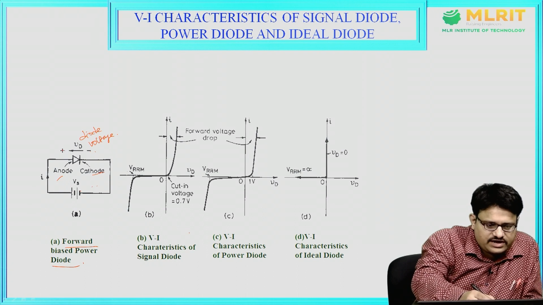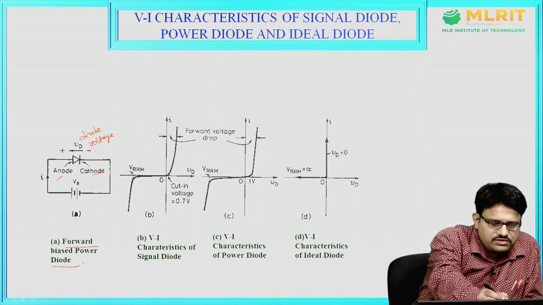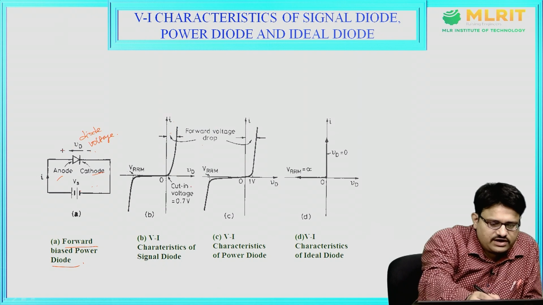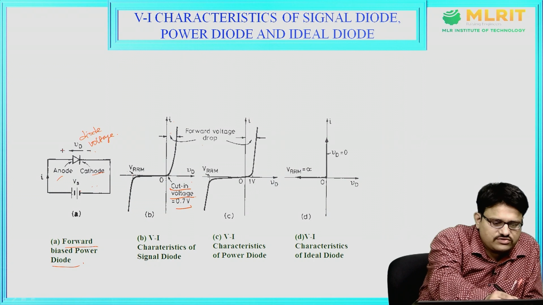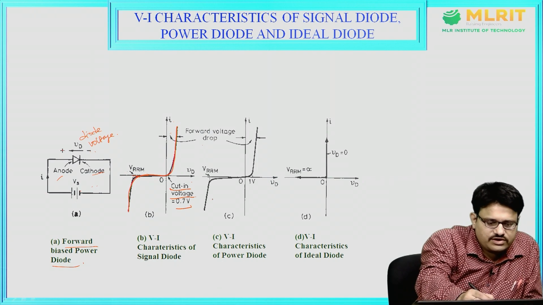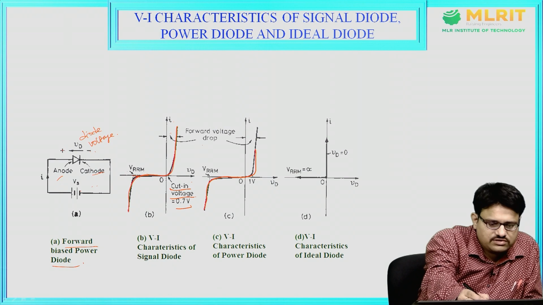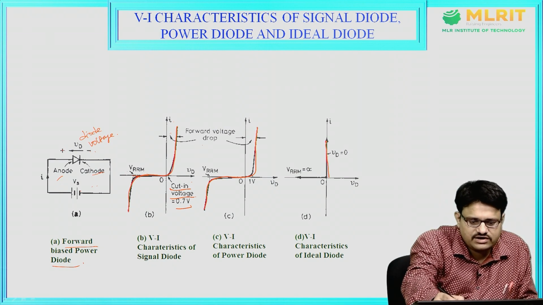Here are the VI characteristics of the signal diode. This is the forward voltage drop, and the graph is drawn between current and diode voltage. The cut-in voltage is 0.7 volt, and this is the diode reverse recovery mode. The graph is like this. Here are the VI characteristics of the power diode, and here the VI characteristics of the ideal diode. The ideal diode characteristic is this one.